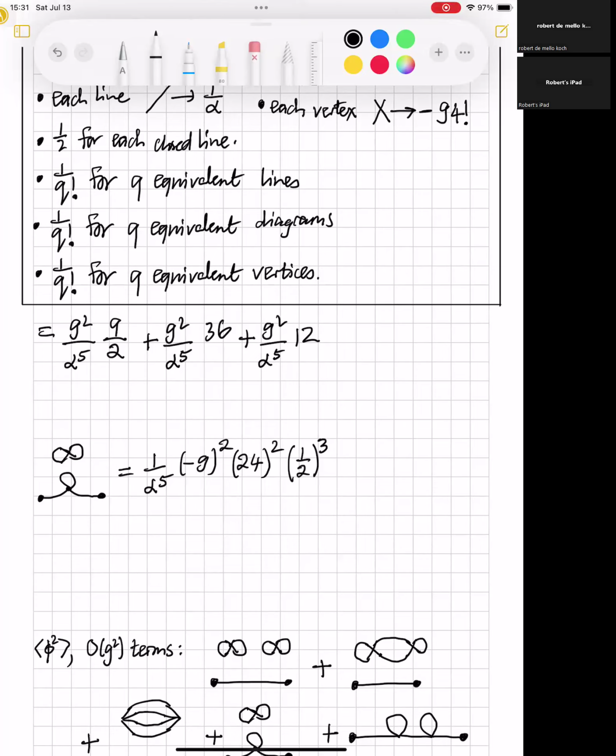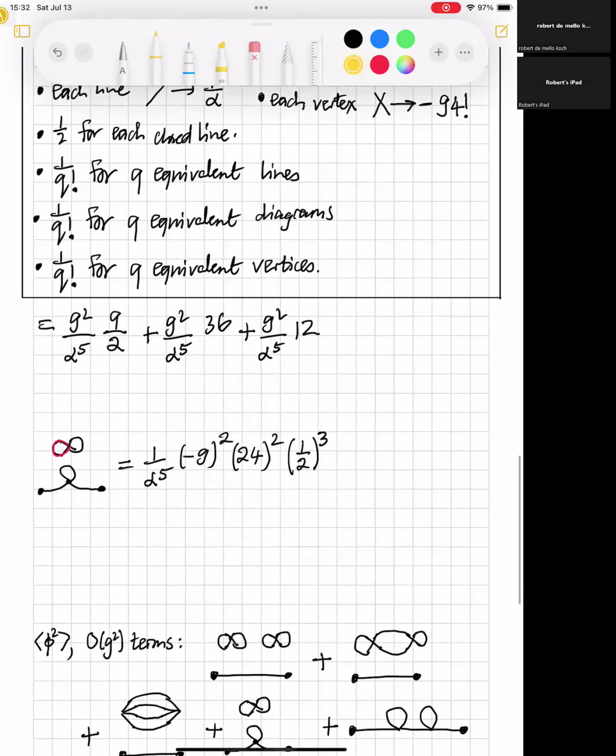Then we can look for equivalent lines. Well, this line is equivalent to this line. The two of them have the same start and end points. So we've got 2 equivalent lines. So we'll have 1 over 2. This is for equivalent lines, and this is for closed lines. And then equivalent diagrams, no equivalent diagrams. Equivalent vertices, no, those 2 vertices certainly are not equivalent. So this is what we get.